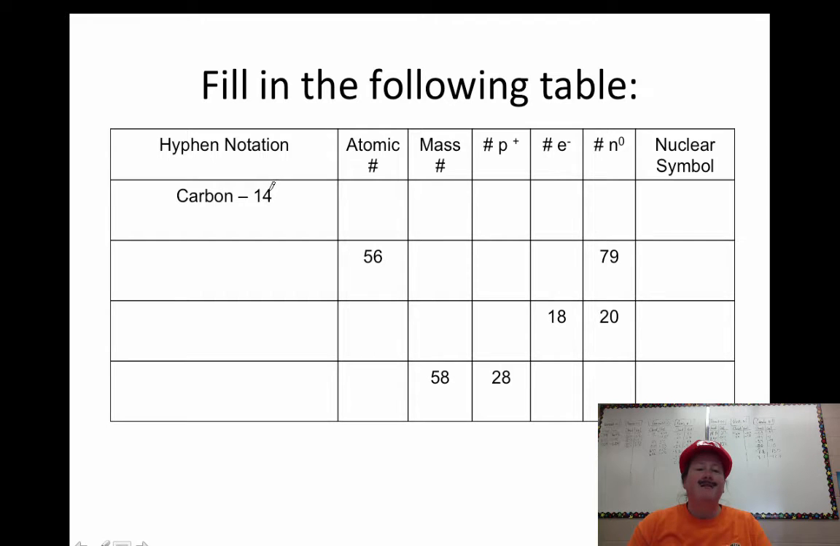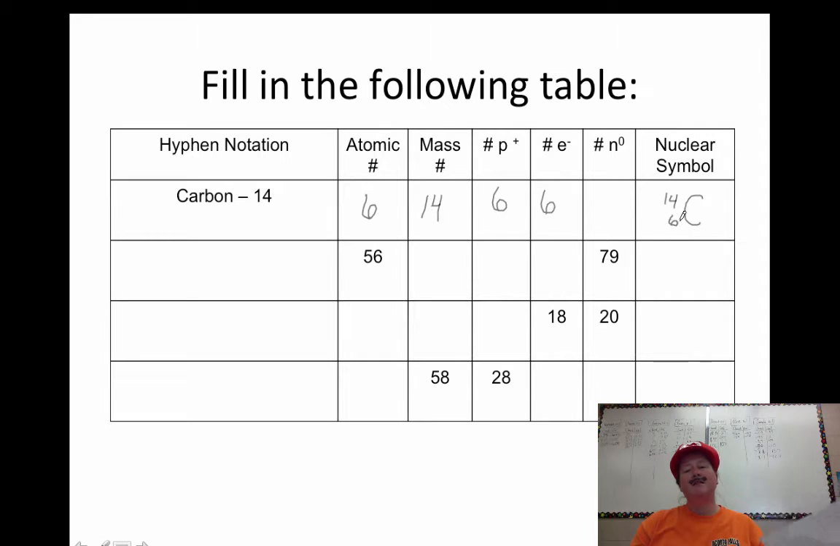So this is carbon-14. Remember that if there's a hyphen, this is my mass number. So my mass number is 14. When I look at carbon on the periodic table, I see that its atomic number is 6. That means it has 6 protons and 6 electrons. I'm going to put the nuclear symbol together. The nuclear symbol has a mass number of 14. So what you see in the hyphen is the same as the top number in the nuclear symbol, and the atomic number goes on the bottom.